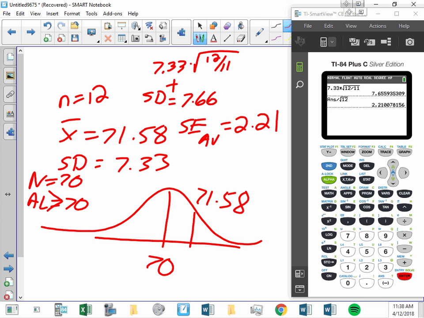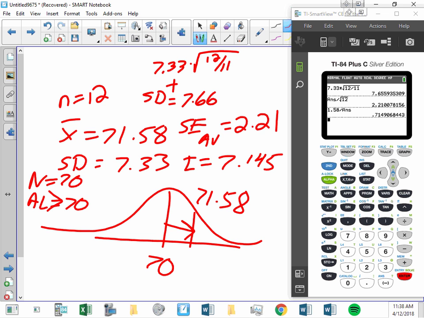Now what? I need a t-score, so what's the distance from 70 to 71.58? So 1.58 divided by 2.21, right? Okay, 0.715. So I get a t-score of 0.715.